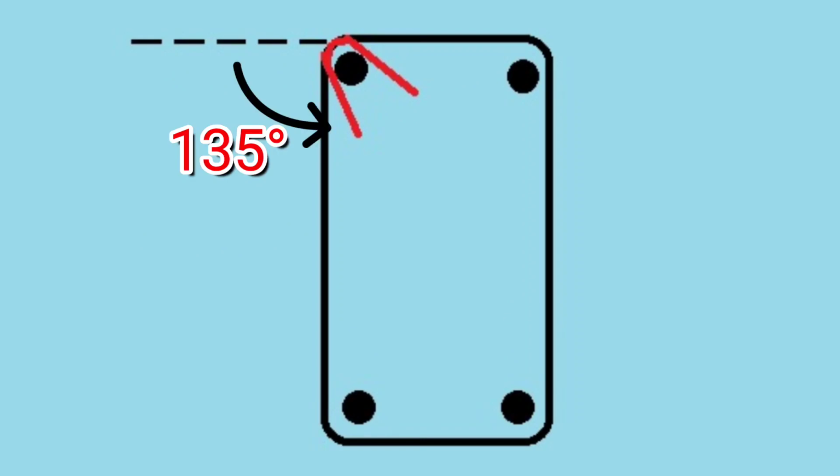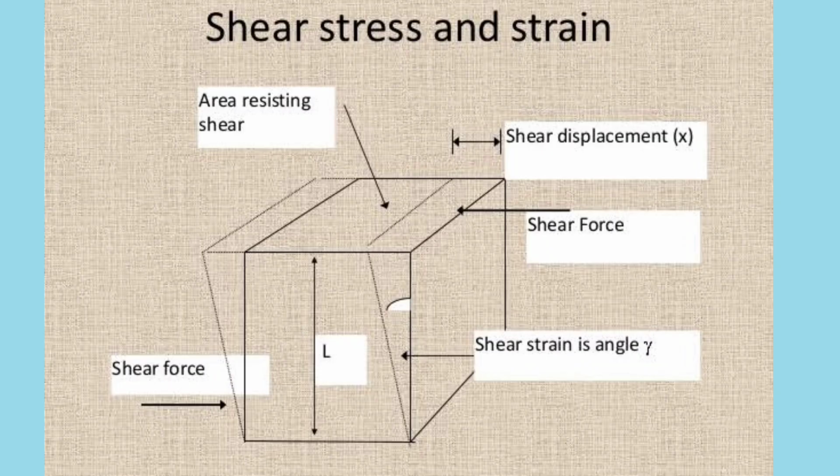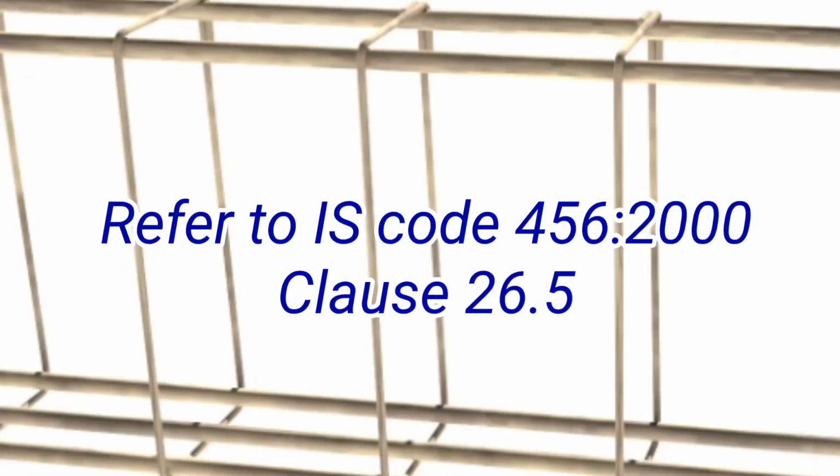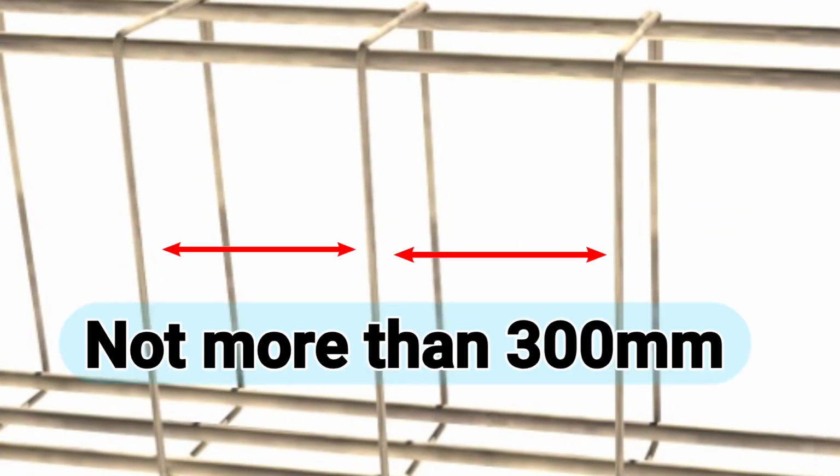The design and spacing of the stirrups vary according to the members that are subjected to shear or torsion. To know in depth, refer to IS Code 456-2000 clause 26.5. But in any case, the spacing between the stirrups shall not exceed 300 mm.